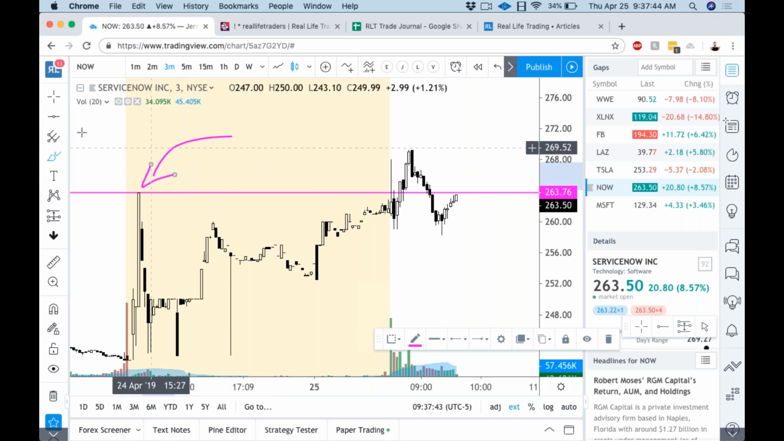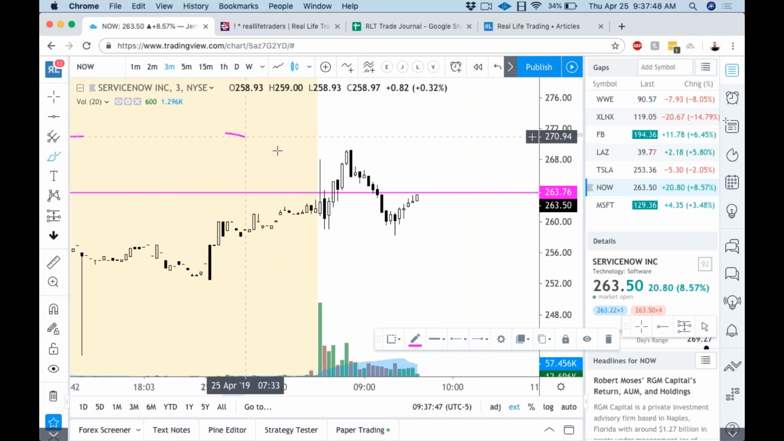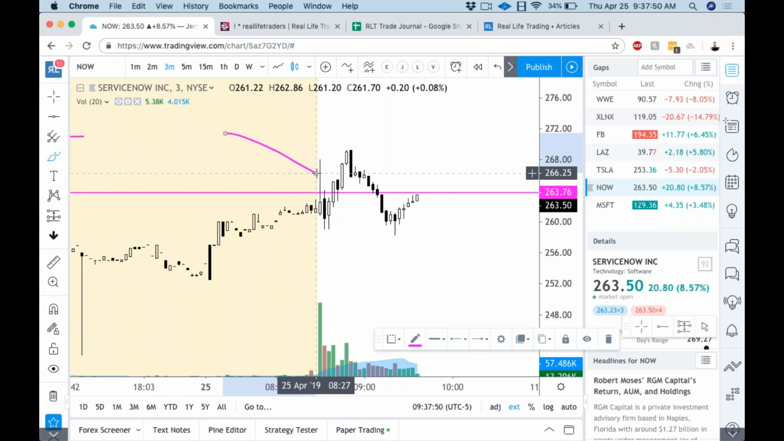So the first 3 minutes, if you're waiting on the first 3 minutes of ServiceNow, you did not get a high wave candle. You actually got a really big upper shadow shooting star candle. So that's not a high wave candle. That is specifically a shooting star candle. So there's a distinction between high wave and shooting star.